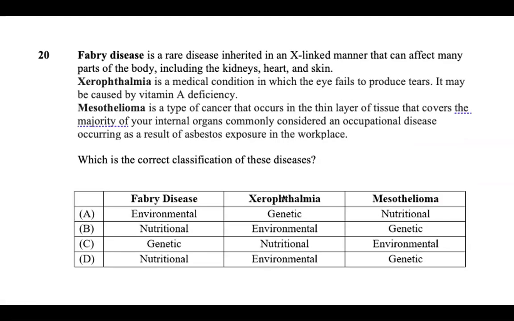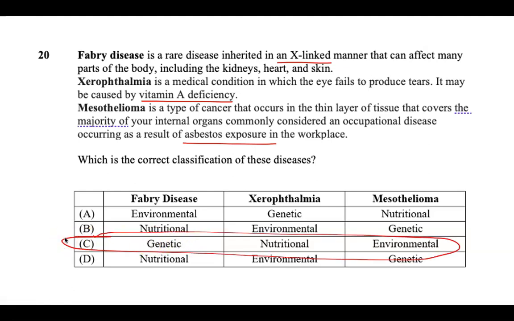All right, question 20. Fabry disease is a rare disease inherited in an X-linked manner. Xerophthalmia is a disease that's caused by vitamin A deficiency. And then mesothelioma is asbestos exposure. So you needed to classify each of these diseases into either environmental, nutritional, or genetic causes. So X-linked, we know from our hereditary unit that that's going to be genetic. So that means in terms of Fabry disease, the only option there that has genetic is option C. So we should know straight away that C is going to be our answer.